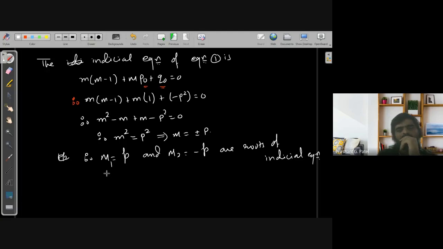And we note that m1 minus m2 is 2p. Now we are looking for the solution, which solution is possible here. So now we solve this differential equation.